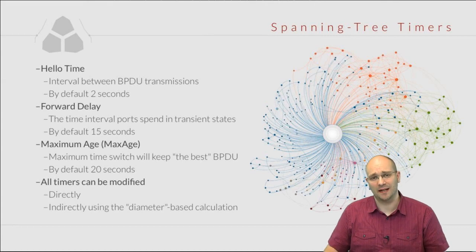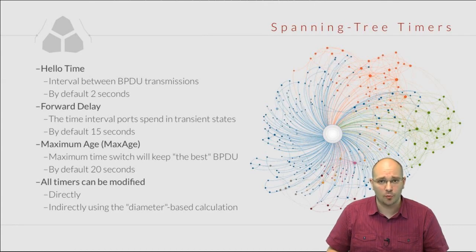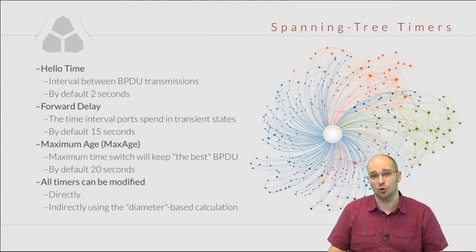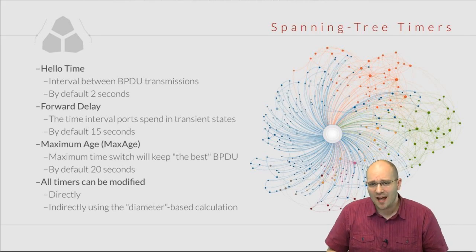Almost all aspects of the spanning tree are controlled by 3 timers. These are the hello time, the forward delay timer, and the maximum age timer, sometimes also called the max age. The hello time, which is by default 2 seconds, is the interval between 2 BPDUs. This timer is used by all switches when they need to transmit the BPDUs. That means during the root election, this timer is going to be used by all the switches in the network.